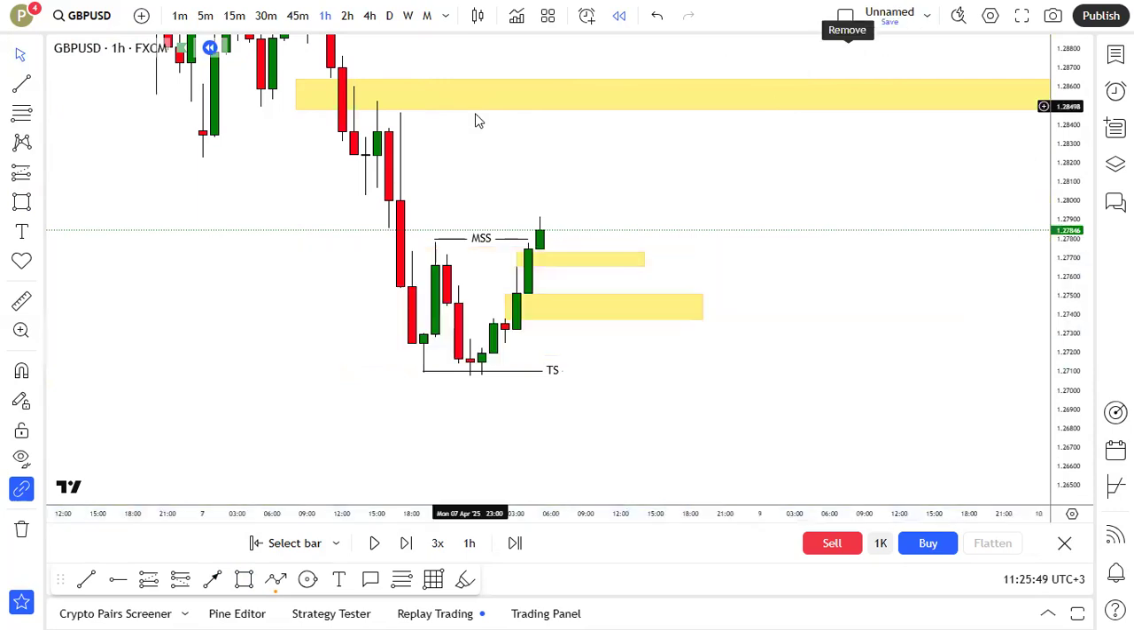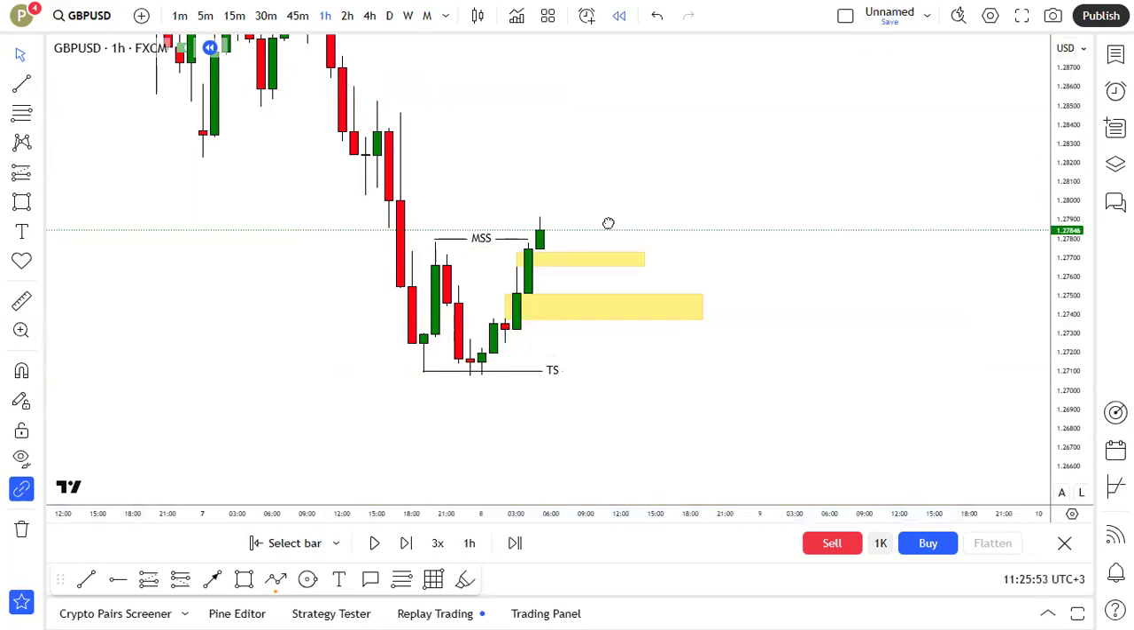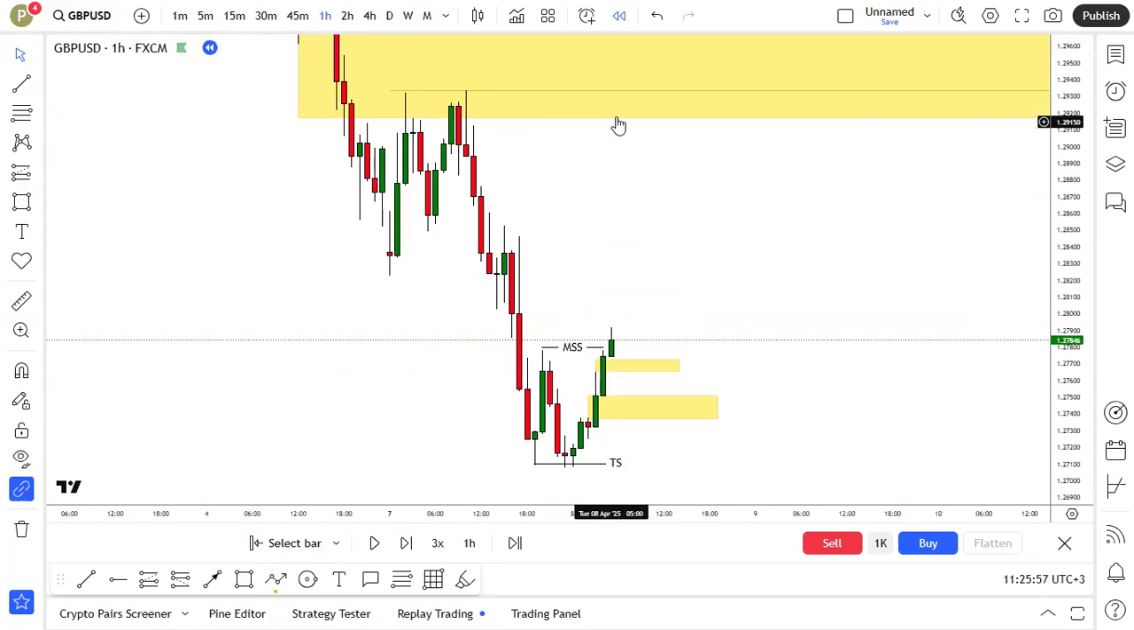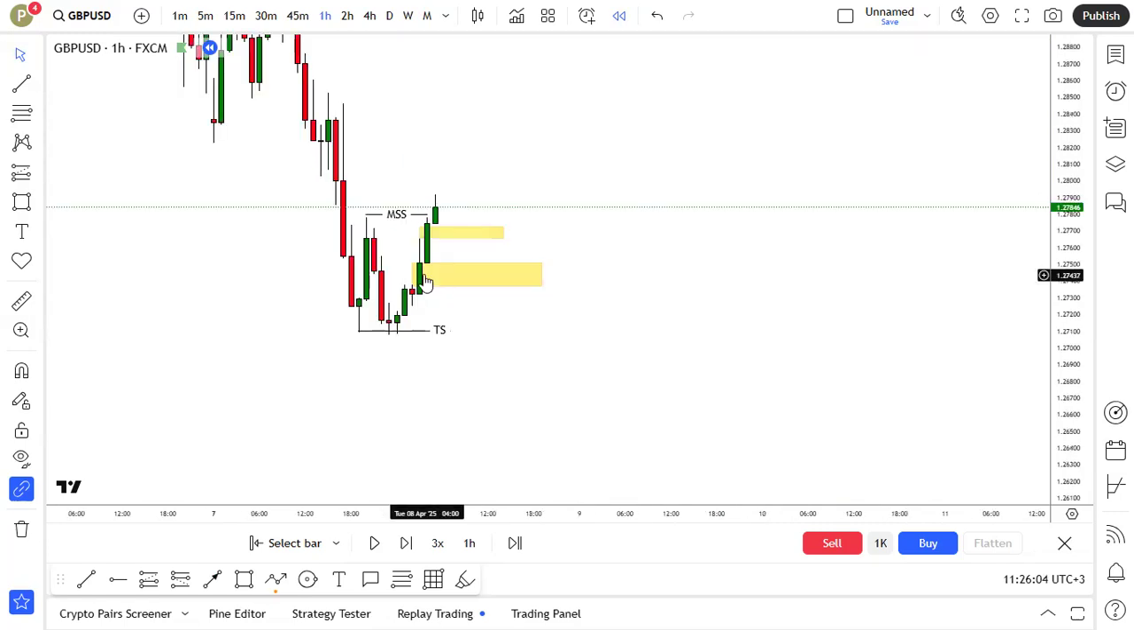Let me just remove those and have a clean chart. Okay, and remember that's our target. That's a form of equal high. These two form equal highs, that's why they are going to be our target. So we have a market structure shift here, we have the fair value gap, so we need to focus on the lower one, this one.